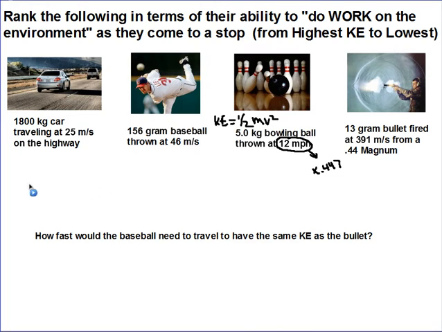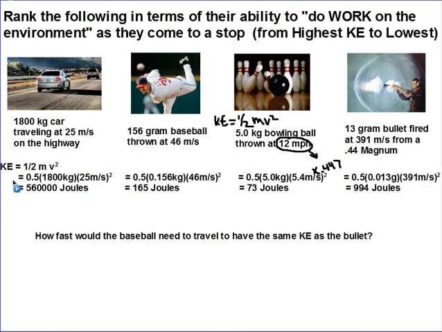So hopefully now you've had a chance to do that. And here are your answers for these calculations. The kinetic energy of the car, just 1/2 mv squared, is about 560,000 joules. Kinetic energy of the baseball, you did have to convert the grams into kilograms, SI unit idea, 165 joules. The bowling ball is about 73 joules.